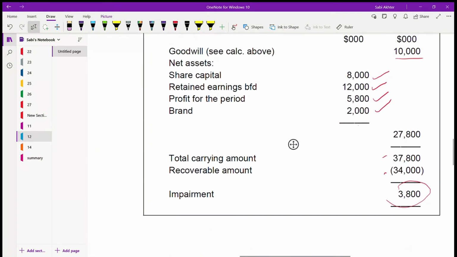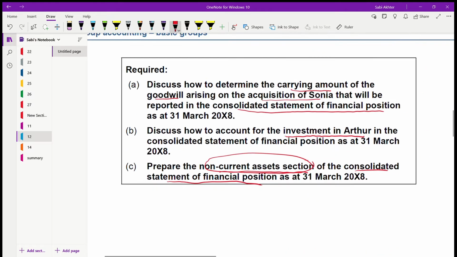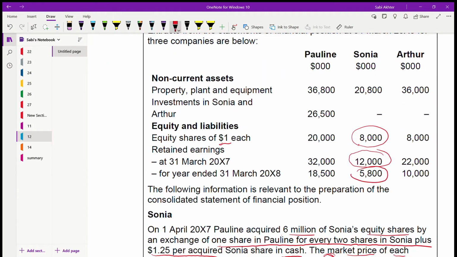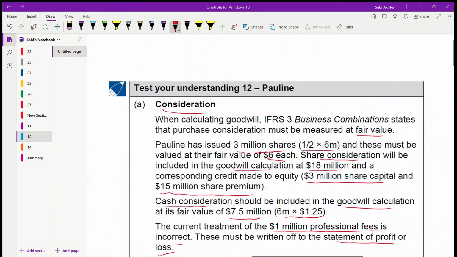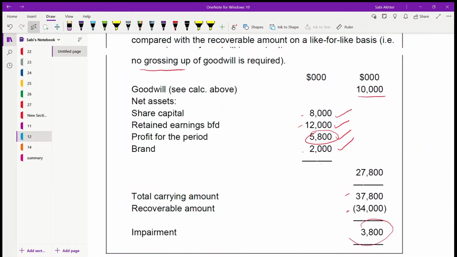But before going to this, we'll go through this. See, in the Sonia statement, share capital and retained profit as it is. Brand is 2 million. Profit for the year, 5.8 million. If you see here, it is this that you have to take. So once you are taking the net asset, the carrying amount will be goodwill plus all the net assets, which will give you the carrying amount.